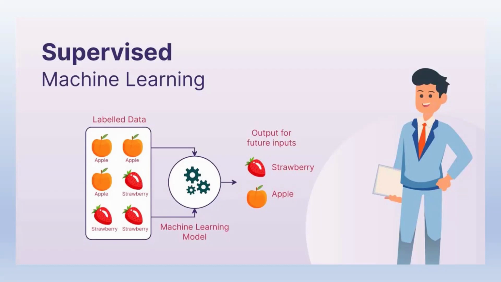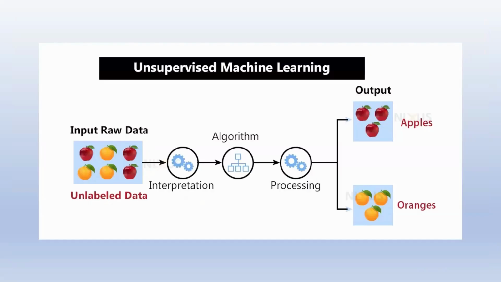Like there is a label, like this is apple, this is strawberry. So the machine learning algorithm will predict what the output is. Next is unsupervised. Here we'll give unlabeled data. So we are not sure whether it is an apple or orange, but it will predict by clustering it. This looks similar, it's a red color. It's an orange color. So the algorithm will predict that and give the output.